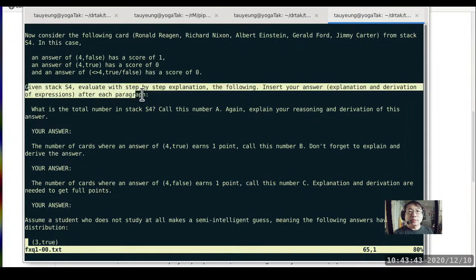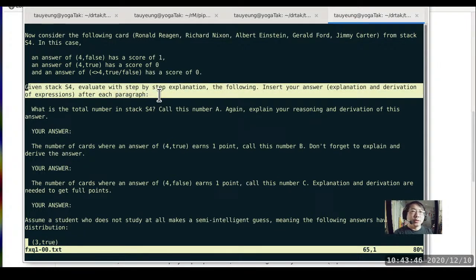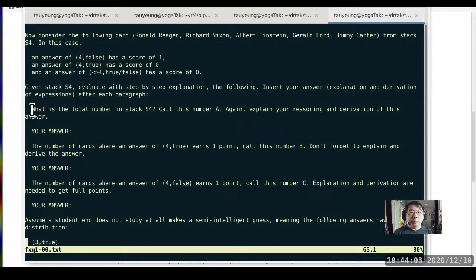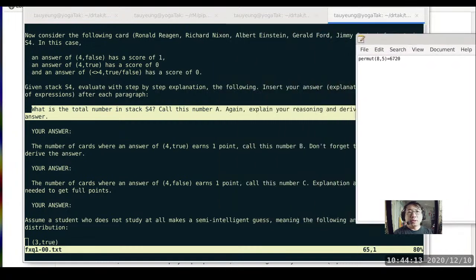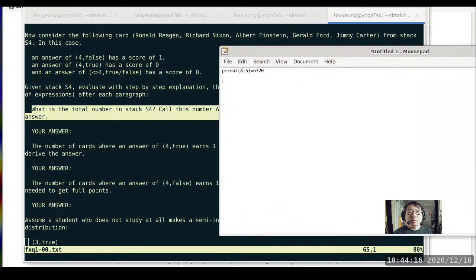Given the stack S4, which consists only of cards with exactly 4 presidents, evaluate with step-by-step explanation the following. Insert your answer, explanation, and derivation of expression after each paragraph. Alright, so there are several parts to this portion of the question. The first one is, what is the total number in stack S4? In other words, how many cards are in stack S4? How many cards have exactly 4 presidents and 1 non-president in that particular stack?